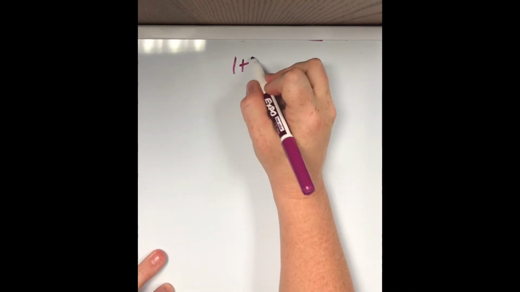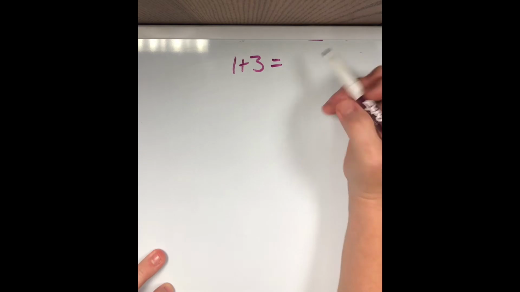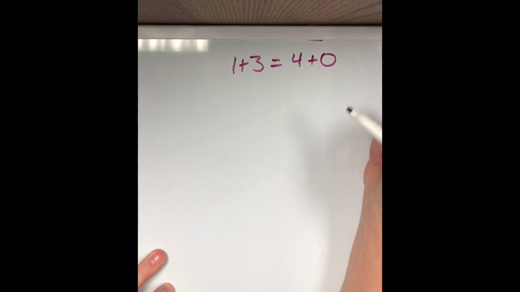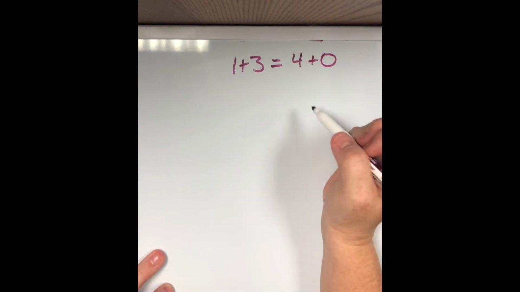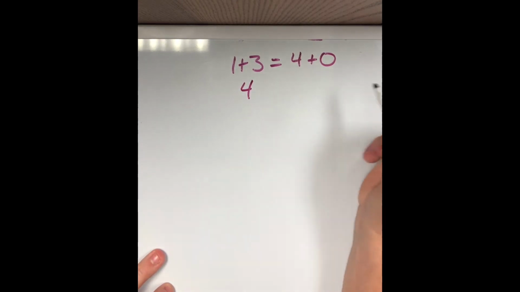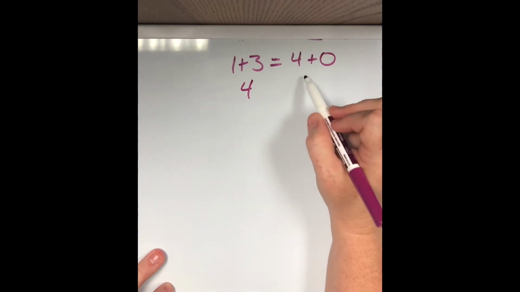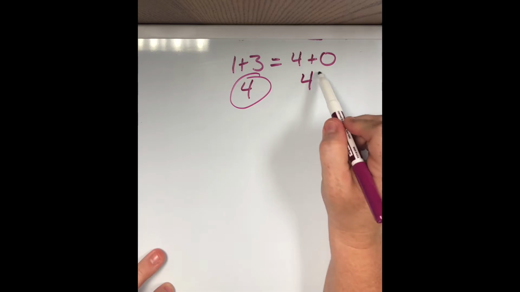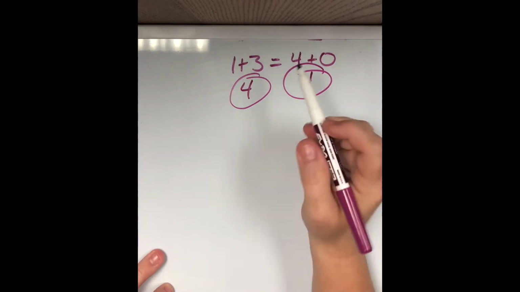Let's try 1 plus 3 is equal to or the same as 4 plus 0. For this particular equation, we need to figure out the sum of 1 plus 3 and the sum of 4 plus 0 in order to determine if they are equal to each other. 1 plus 3 is equal to 4, and 4 plus 0 is also equal to 4. They are both the same amount, so that means that they are equal.